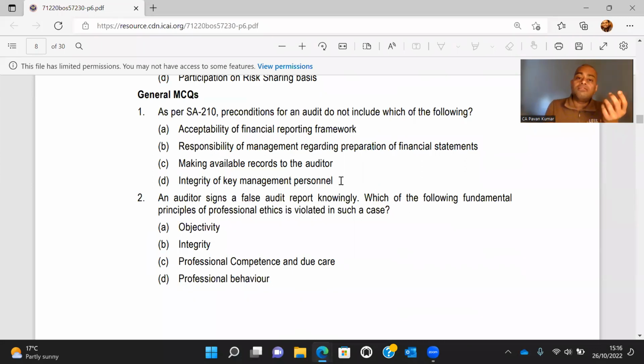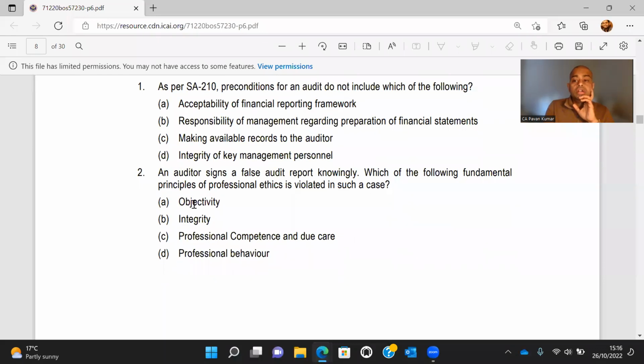So things like integrity of key managerial personnel, you will see as part of your firm compliance, SQC1 you call it, or SCA 220 quality control you call it. So this comes in SQC1 and SCA 220, but this doesn't come in SCA 210. So what is the answer? The answer for question number 1 is integrity of key managerial personnel is not a precondition to the audit. You understand? So we'll go to 2.